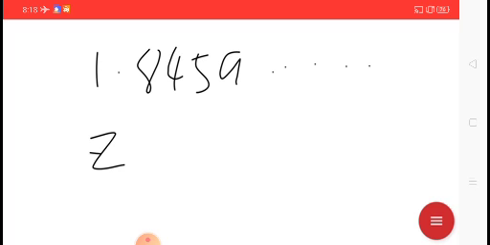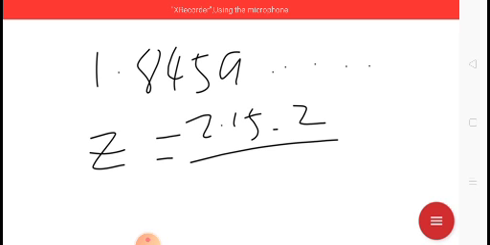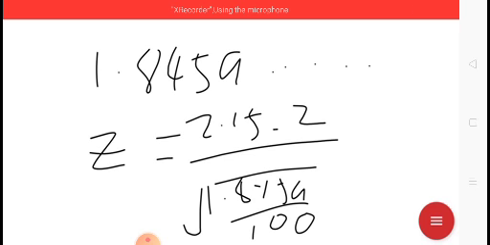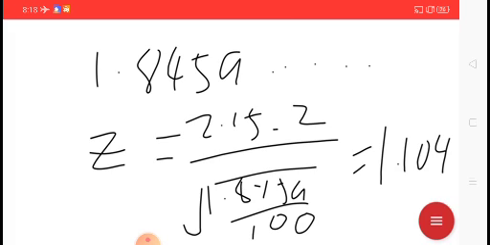Part 3, calculate the z value of the test statistic. So you need to find z. So 2.15 minus 2, over square root of 1.8459 over 100. Okay, so your z value is equal to 1.104, around there. This is for part 3, 5.3.